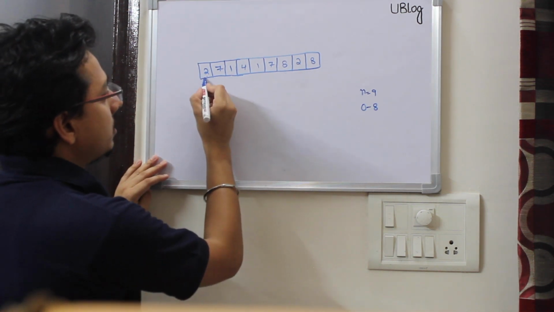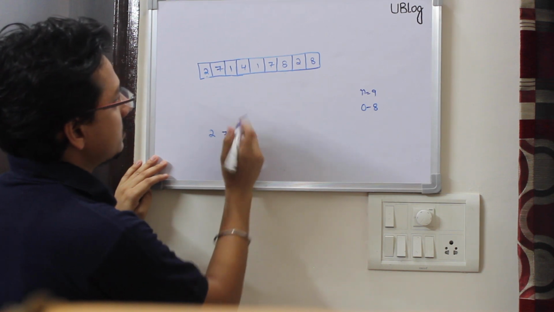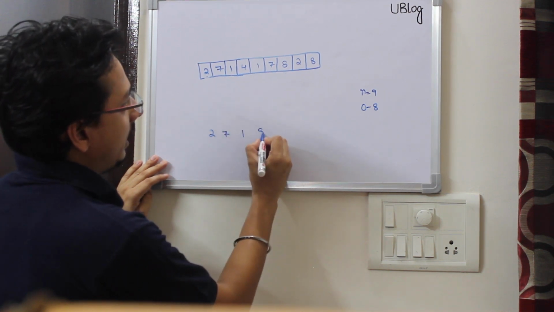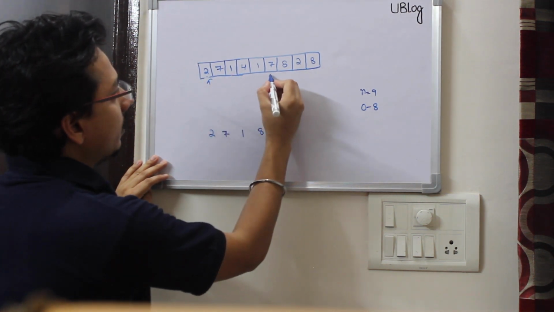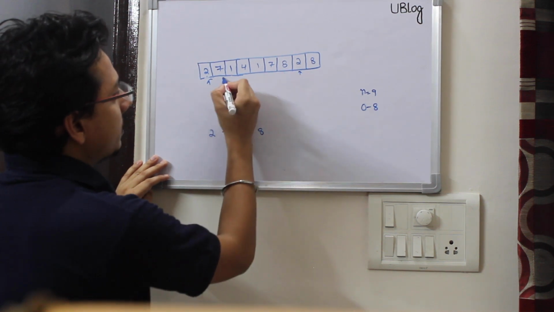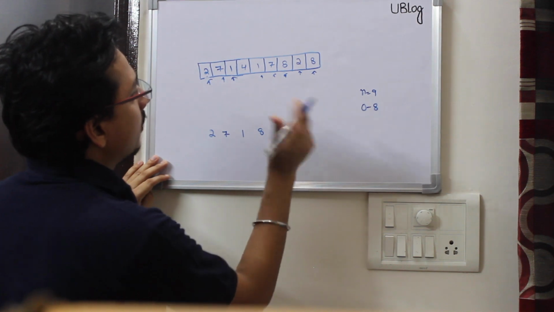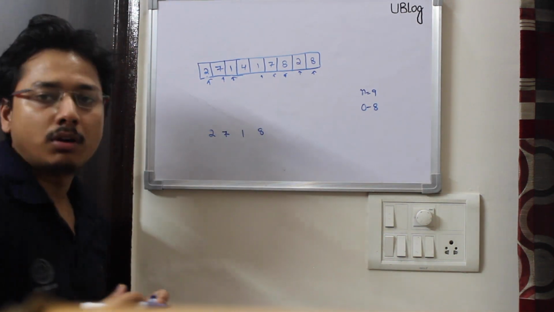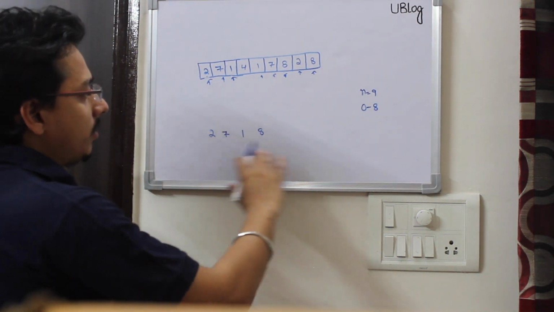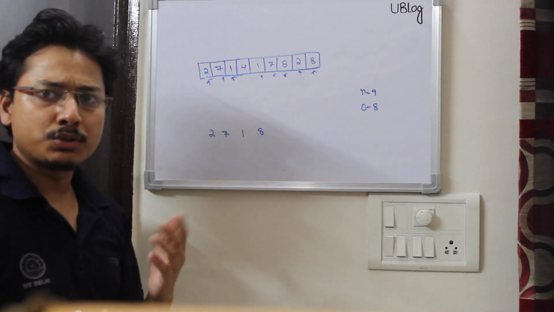So our result will be printing 2, 7, 1, 8. 2 is repeating because 2 is present 2 times, 7 is repeating, 1 is repeating, and 8 is repeating. Only one element, 4, is non-repeating, so we'll not print that, and the rest we will print. So how can you solve the question?